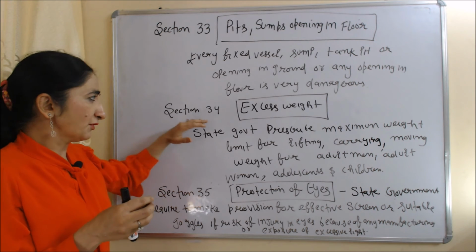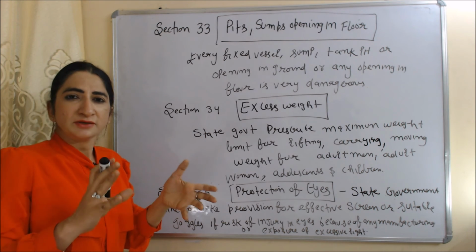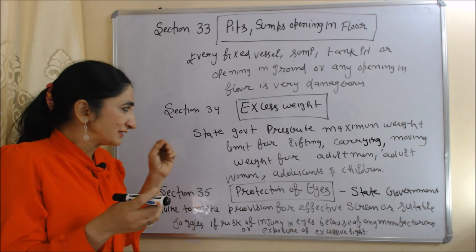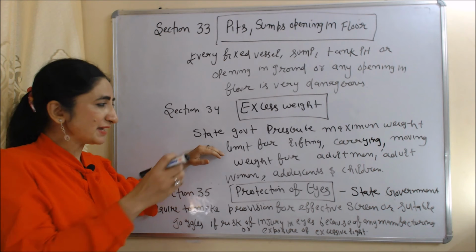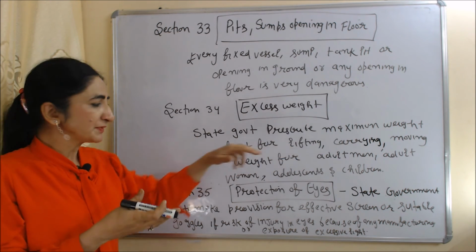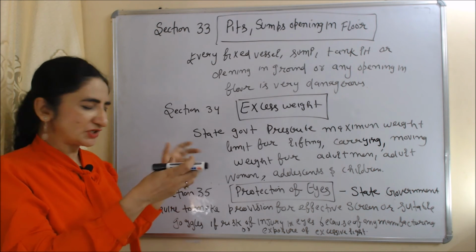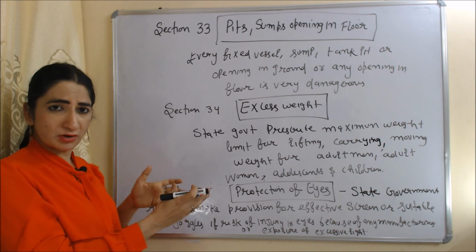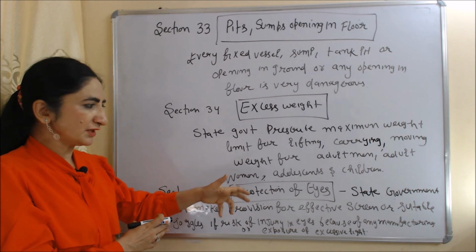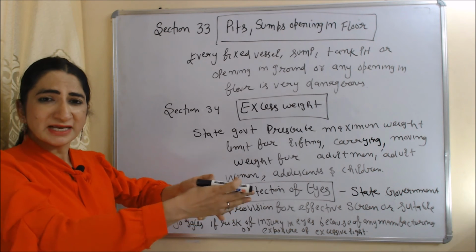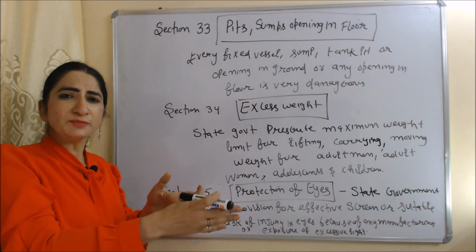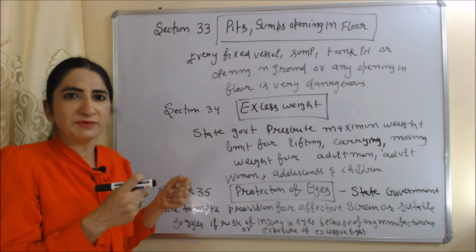Section 34 talks about excessive weight. No workman can carry weight that can cause him injury. That's why the state government prescribes a maximum weight limit for lifting, carrying and moving for adult men, adult women, adolescents and children. Section 35 talks about protection of eyes. The state government is required to make provision for effective screens or suitable goggles if there is any risk of eye injury due to the manufacturing process or any exposure to excessive light.